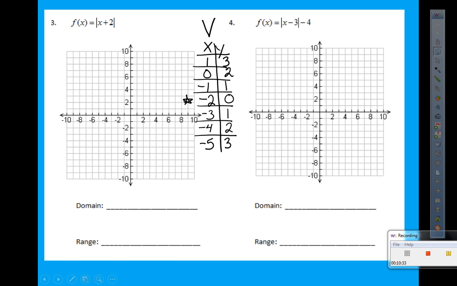So let's plot them now. I'm going to go over 1 and up 3. I'm going to go over 0 and up 2. I've got negative 1, 1. I've got negative 2, 0. I've got negative 3, 1. Negative 4, 2. And negative 5, 3. So it looks like it's going to form a V again. Put your straight edge down. Connect those dots. I keep missing my dots by just a little bit.